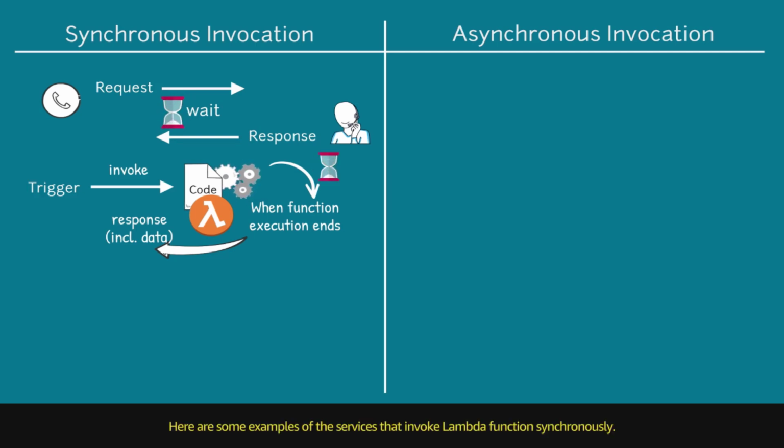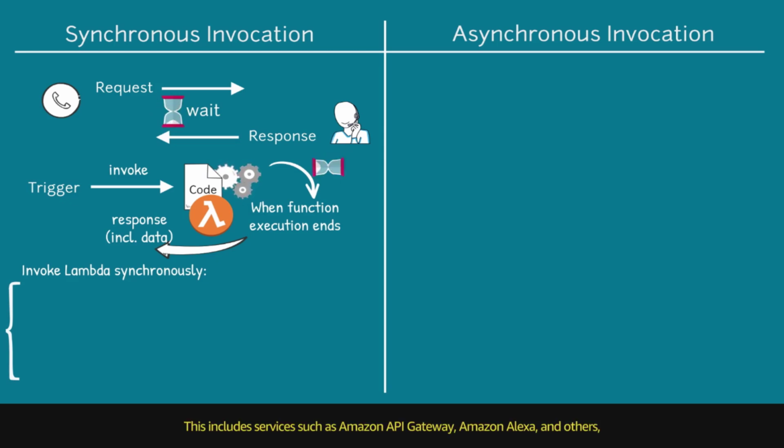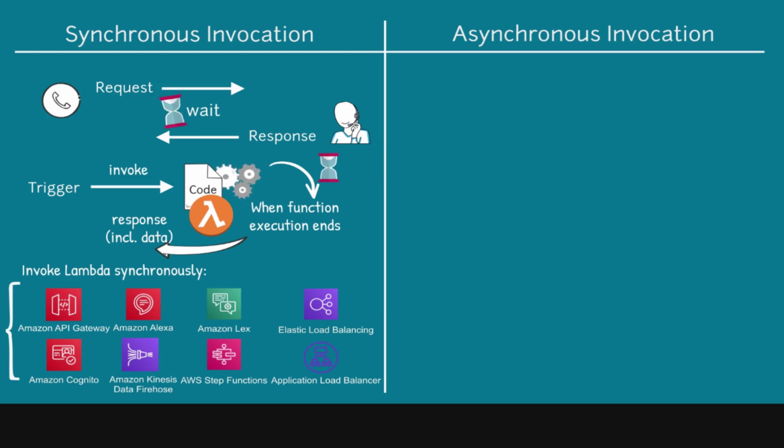Here are some examples of the services that invoke Lambda functions synchronously. This includes services such as Amazon API Gateway, Amazon Alexa, and others as shown here.